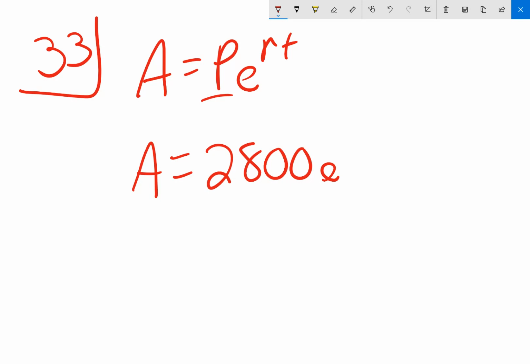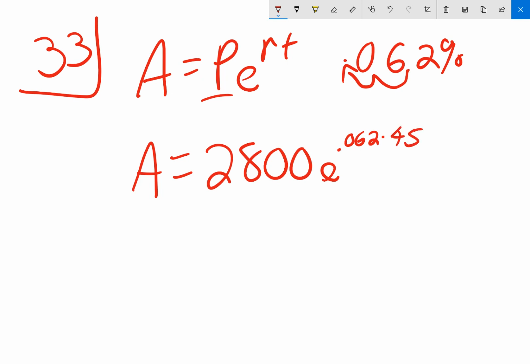R is rate. Now, this account is getting 6.2%. So remember, that's a percent, so you have to move the decimal twice. When you skip a space here, you have to fill that void in with a 0. So the rate is 0.062, and then times t. T is going to be time in years. Corey's leaving his money in the bank for 45 years. Must be some sort of retirement savings or something.